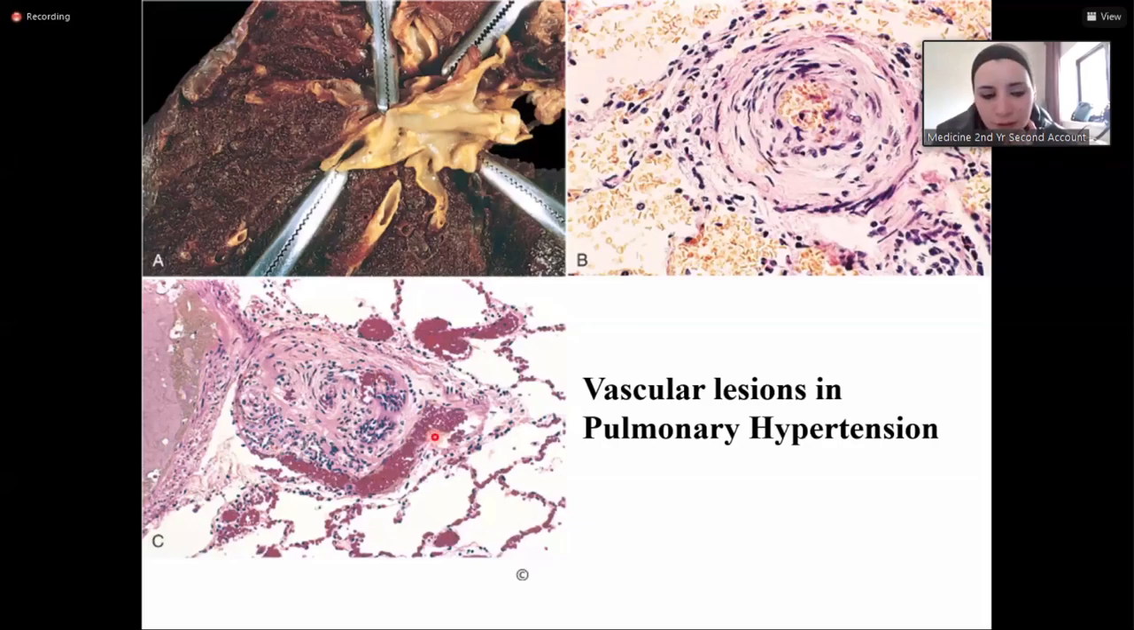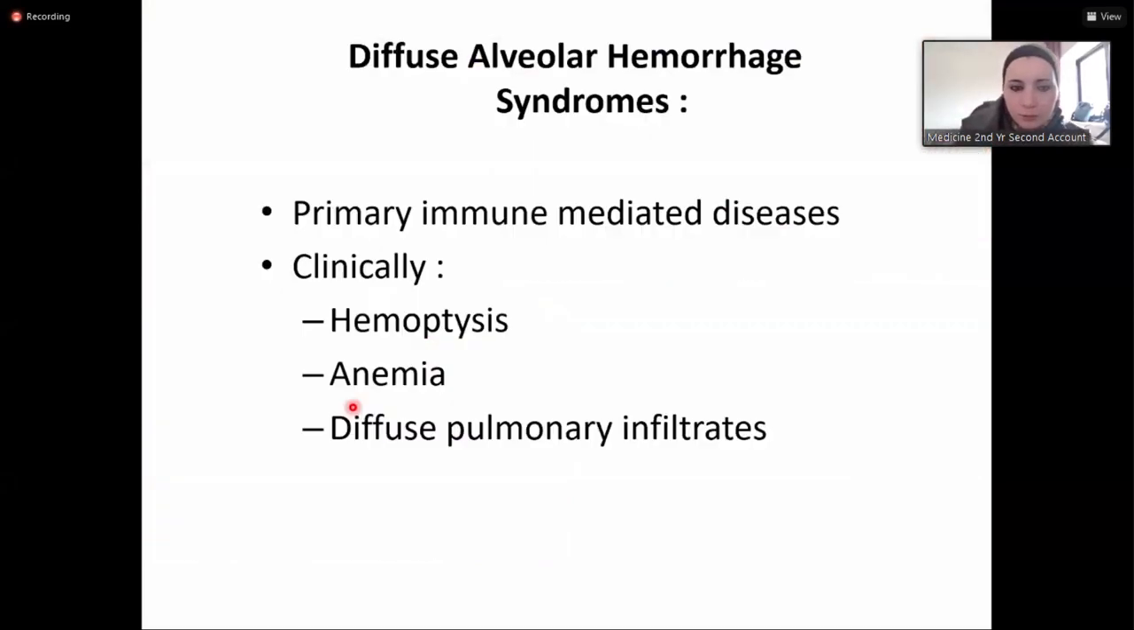Plexiform lesions: a blood vessel with multiple lumens. Do you see here one lumen, two, three, four, five, maybe six lumens. Normally, a blood vessel has a single lumen. So this is pulmonary hypertension with plexiform lesions due to endothelial cell proliferation, causing multiple lumens inside the blood vessel.